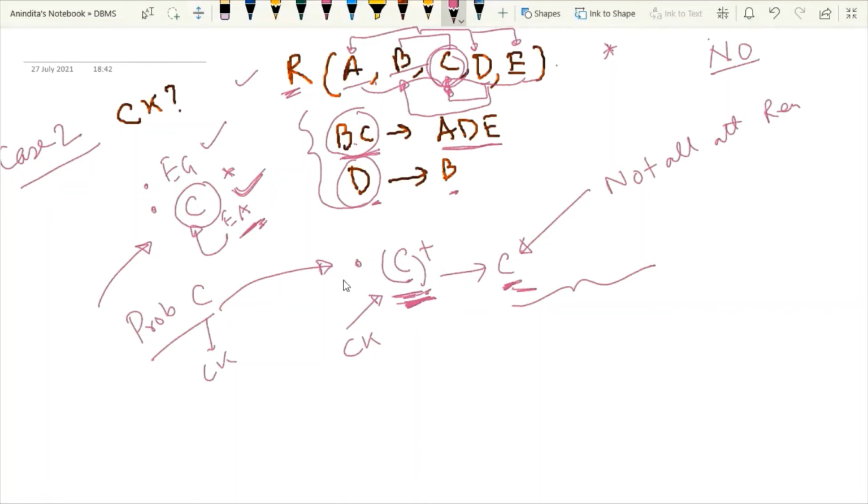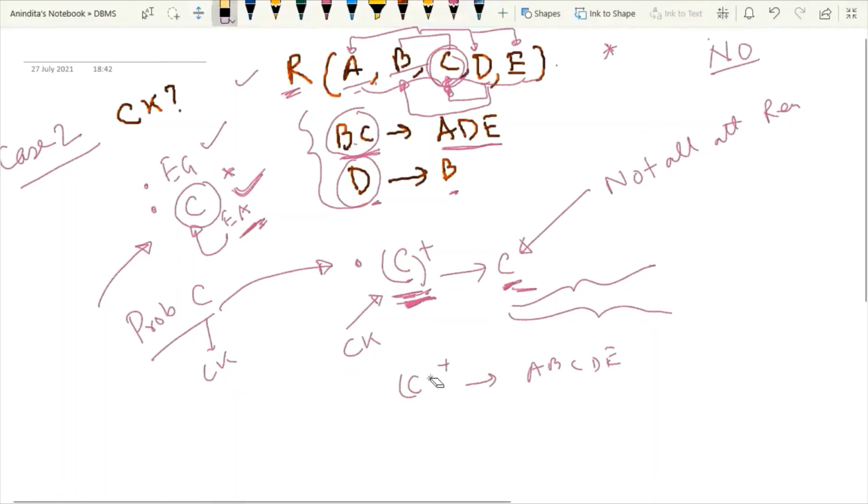After finding the closure, if we get all the attributes present in the relation, that is A, B, C, D and E, then only I can say it is a candidate key. Now in this case, we have failed. Our essential attribute C is not a candidate key. So what will we do in this situation? How could we find out the candidate key? Because we know that in a database management system, there should be at least one candidate key, right? There should be at least one key.